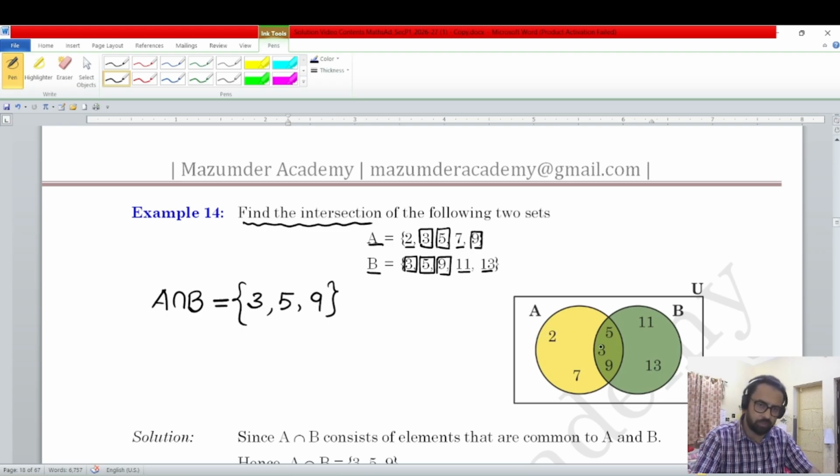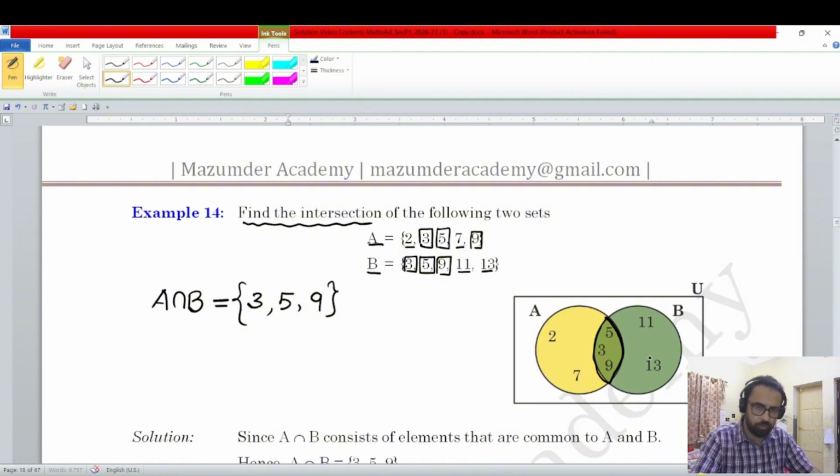This adjacent figure you can see. This region represents the common area, that means intersection. So 3, 5 and 9 will be available in this region. Now the set A has a few more elements, 2 and 7. So 2 and 7 will be outside the intersection but inside A.